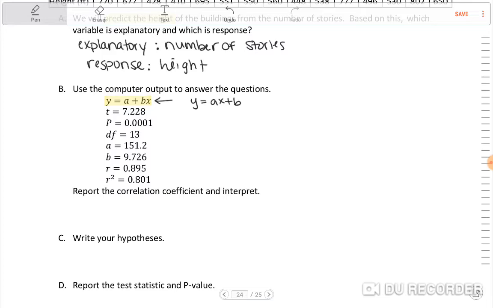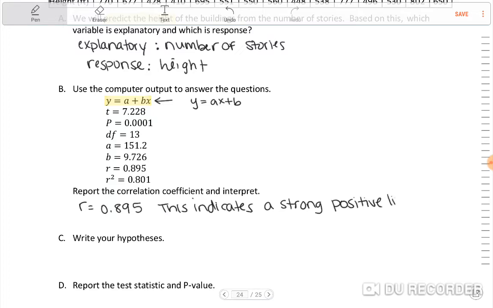Report the correlation coefficient and interpret. So correlation coefficient is R. Your R is equal to 0.895. Interpret. This would be, I would say, maybe a moderate positive relation. Maybe, I guess, strong. That's pretty close to 0.9, I guess. So I'd say this indicates a strong positive linear relation.